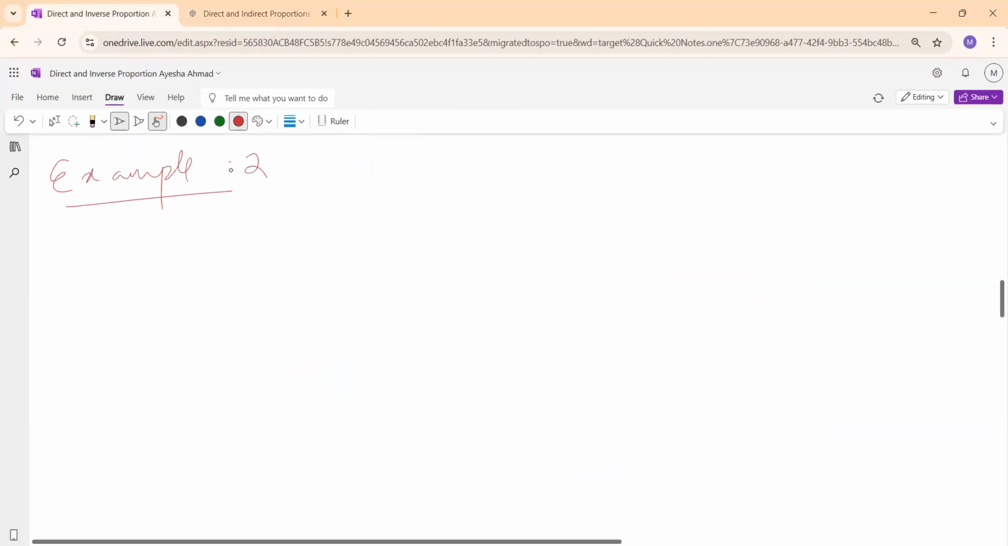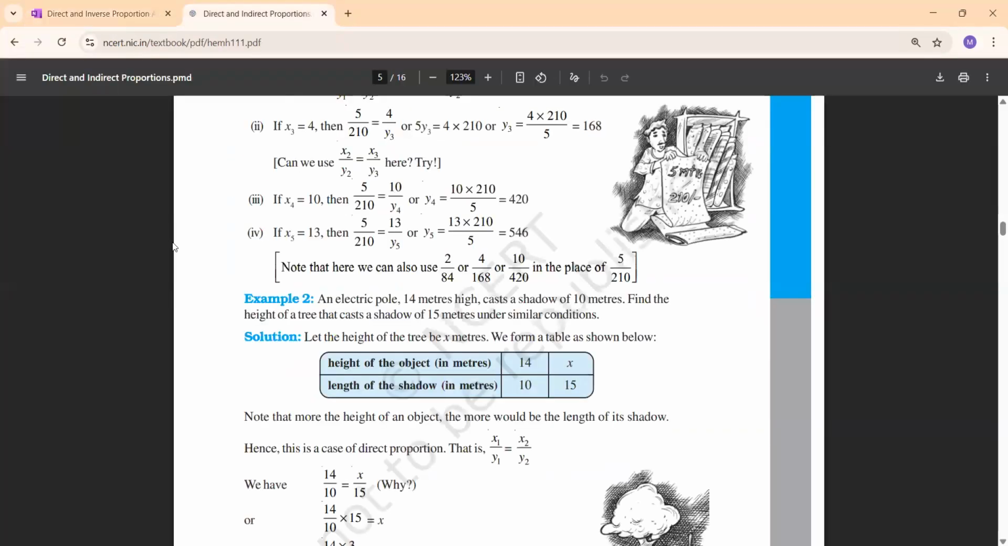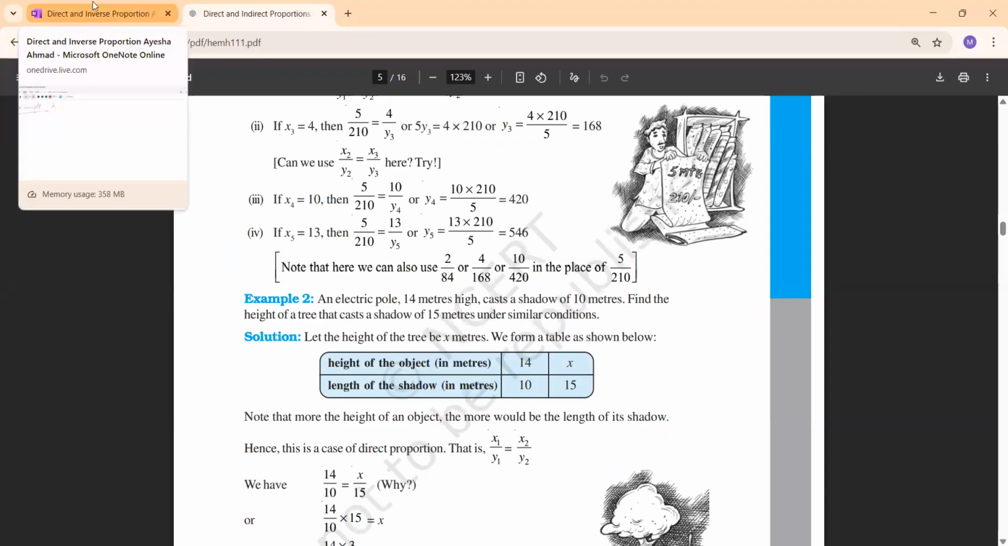So Aisha, how to solve this direct proportion question? Once you learn, it will be the easiest. बस एक बार सीखना है. So Aisha, read out the question, okay, and write what is given.